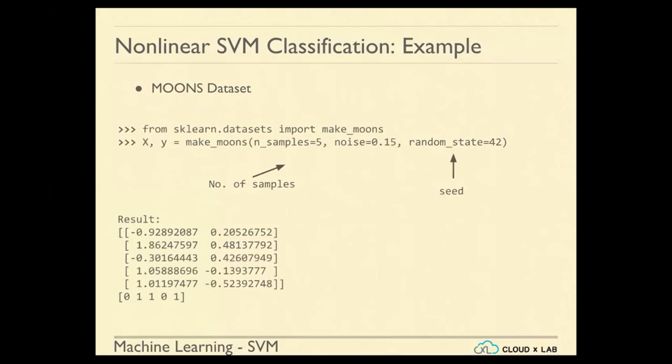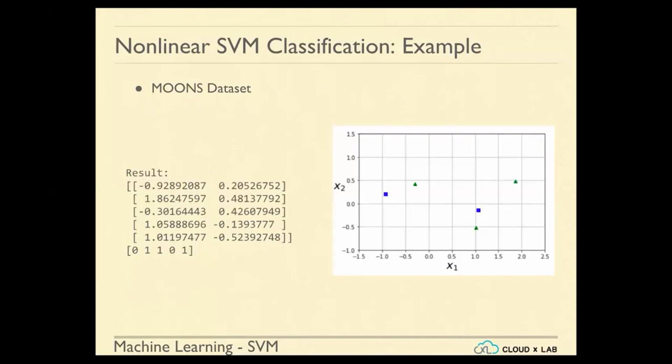All you have to do is say make_moons, and we tell it how many samples we want to create and what kind of noise we want, and we provide a seed. So this is the dataset that is generated, and along with that, it has also generated the labels. This is how the dataset looks when we plot it here. It's a non-linear dataset, so we have to come up with a very clever way of separating the data, right?